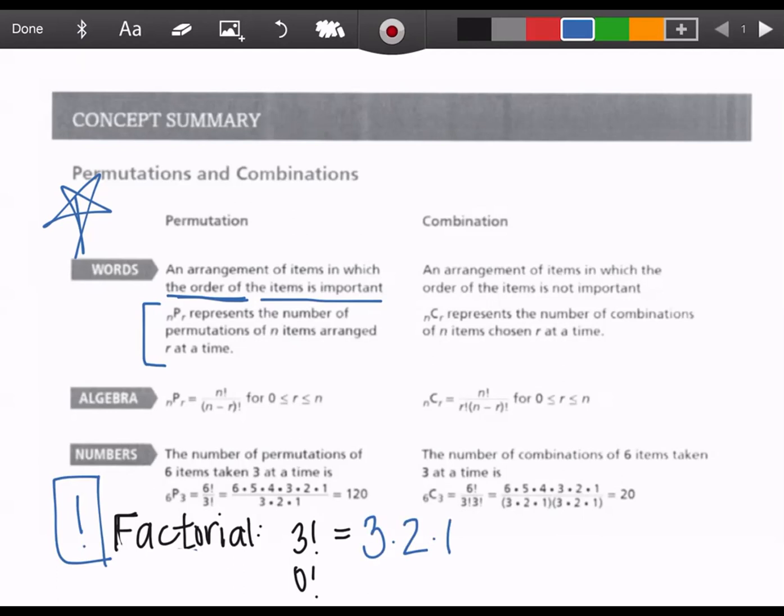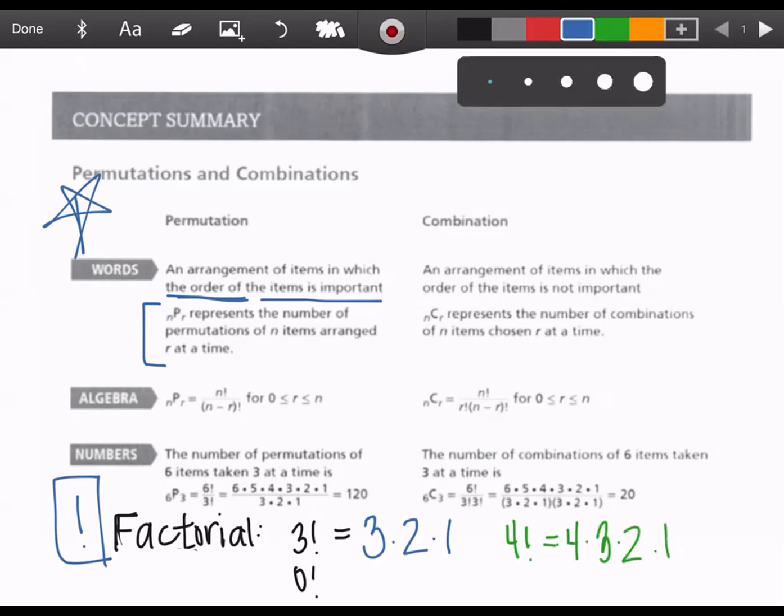So let's say you had 4 factorial. You would start at 4, and then you'd have times 3 times 2 times 1. 0 factorial is something that you will need to remember. 0 factorial is equal to 1. So that's something you have to memorize.